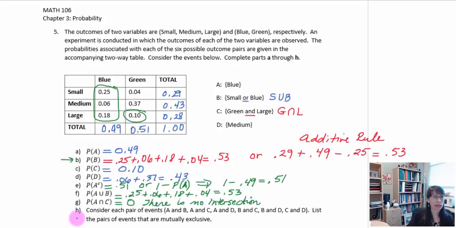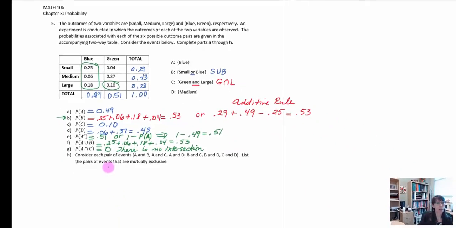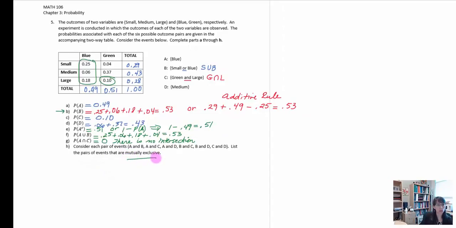And finally, for part H, we're going to be considering different pairs of events and deciding if those two events are mutually exclusive or not. So we need to know what mutually exclusive means. To be mutually exclusive, events cannot intersect. So let's look at the comparisons.